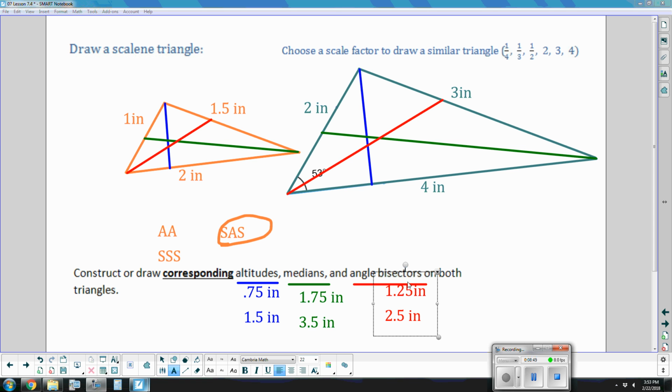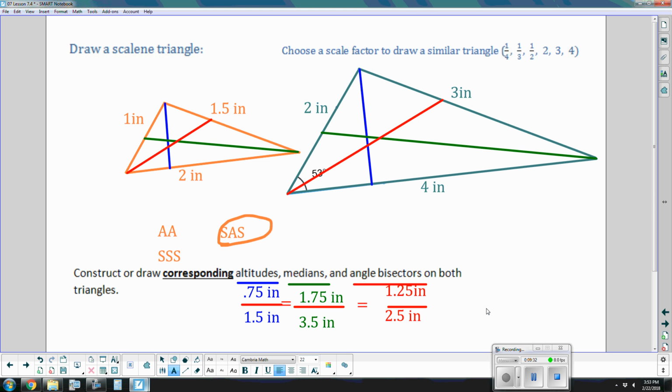If you look at the next question on your note sheet, it's how do the lengths of these segments compare? Well, they are all the same ratio. The small triangle has an altitude of 0.75 inches compared to the large triangle at 1.5 inches. If you set these all up as ratios, they would all be equal. 0.75 to 1.5 equals 1.75 to 3.5, and that equals 1.25 to 2.5.